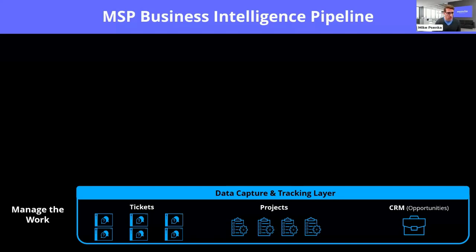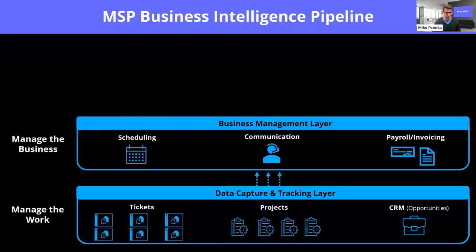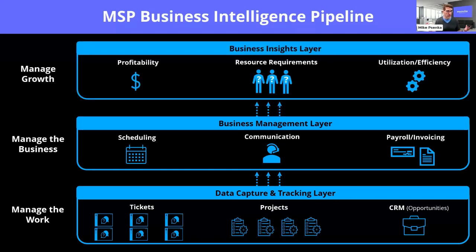Up from that manage the work layer is the managing the business layer. This is where you're doing communication, scheduling, scoping, payroll, invoicing. That business management layer is the next level up. And then finally, you've got where you're managing growth of the business. This is where you're tracking your profitability. You're looking at your resource requirements, and you're also looking at utilization and efficiency within there as well.